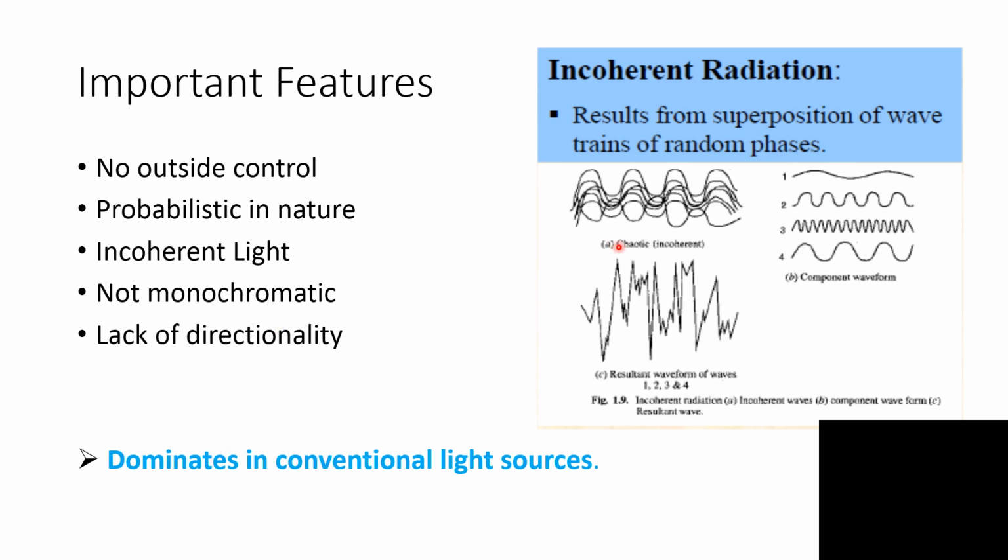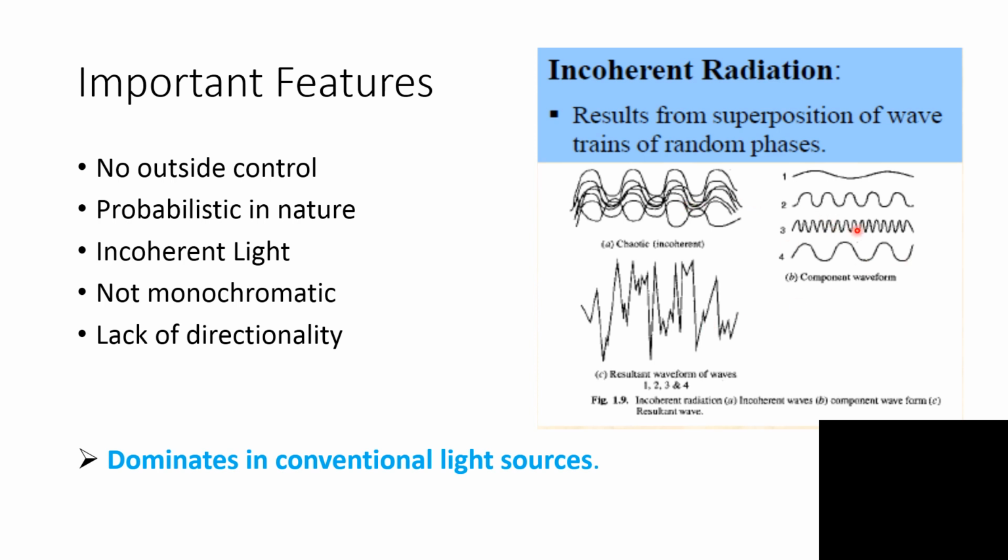Again, we can see here, if the light is coming out by spontaneous emission, then we will get light like this. This is a superposition of different light waves. Here is a bunch of waves of different wavelengths. So there can be waves like this. It can be a combination of different waves of different wavelengths.